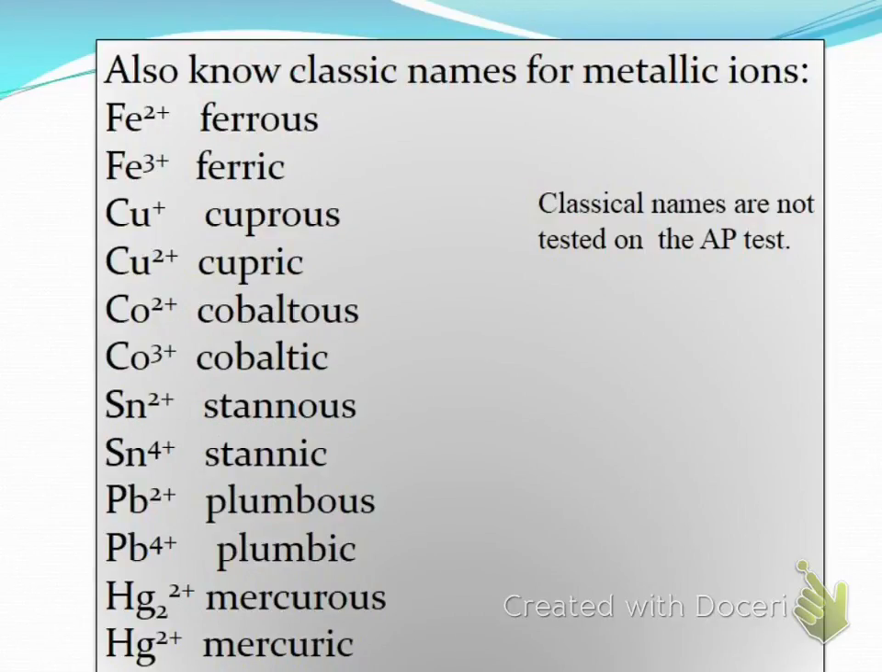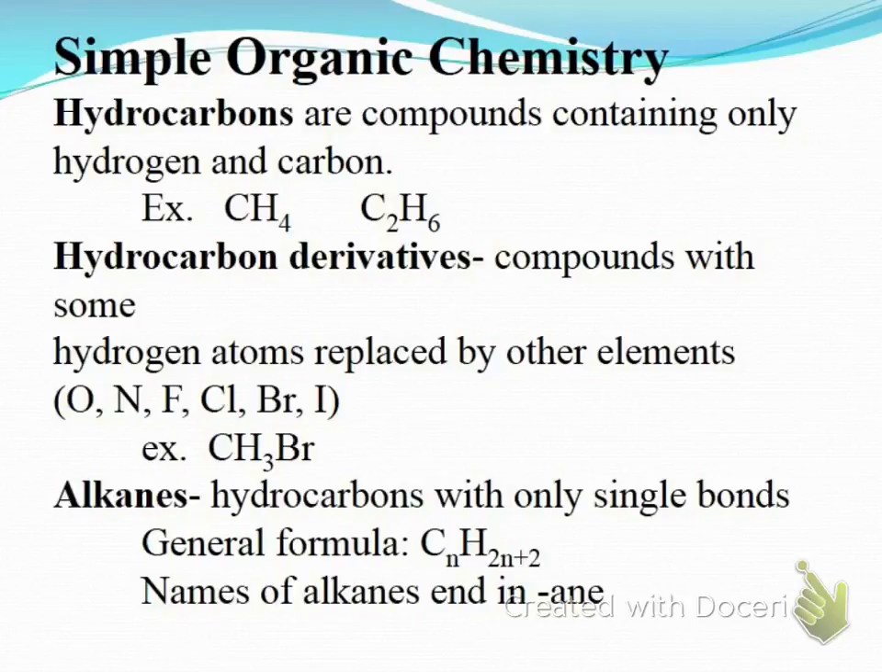Even though the classic names are not tested on the AP exam, they're not going to ask you ferric or ferrous, it's still a good idea to know them, because a lot of times the literature or a lab we might get might say ferric chloride, cupric, whatever. So it's a good idea to know those. We made you learn those last year. We didn't make you learn cobalt, and I've actually never seen cobalt on anything like that. But it's a good idea to know what they are.